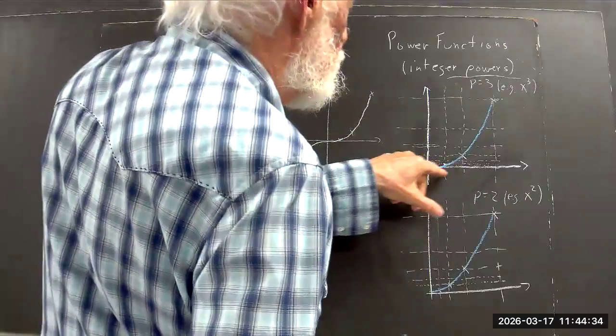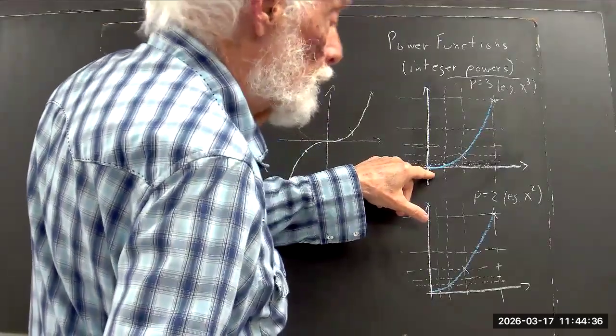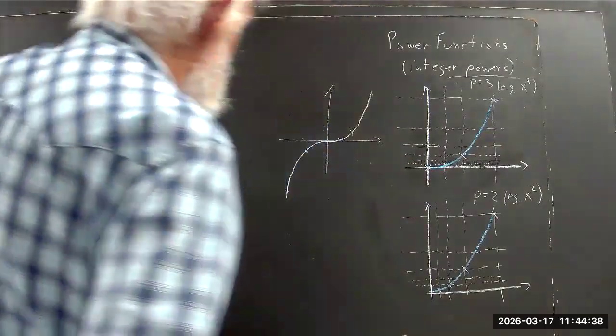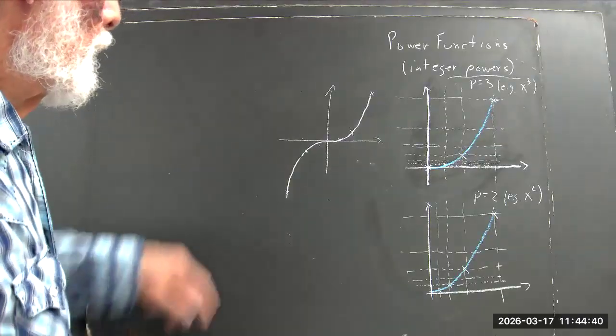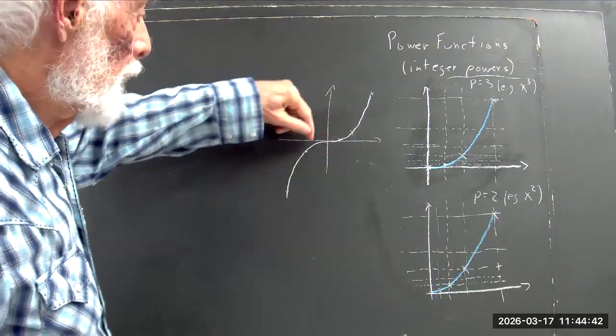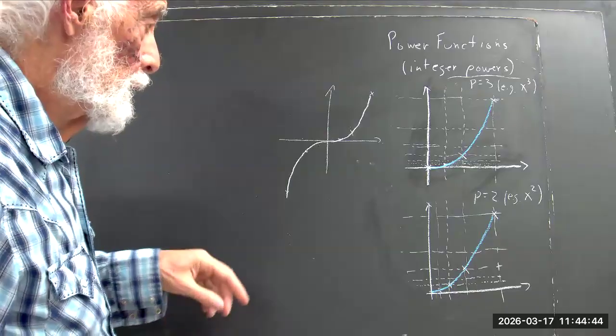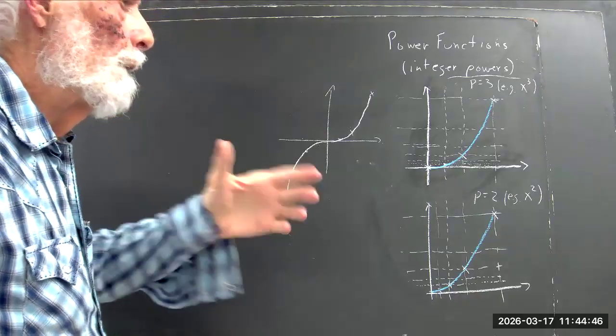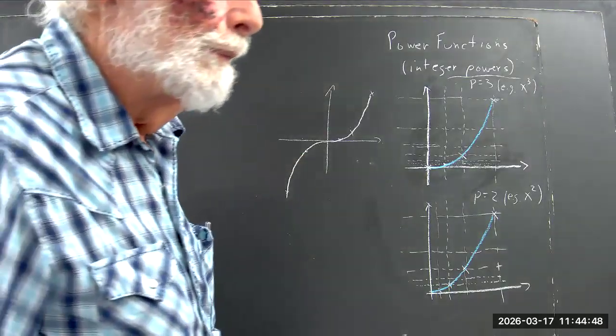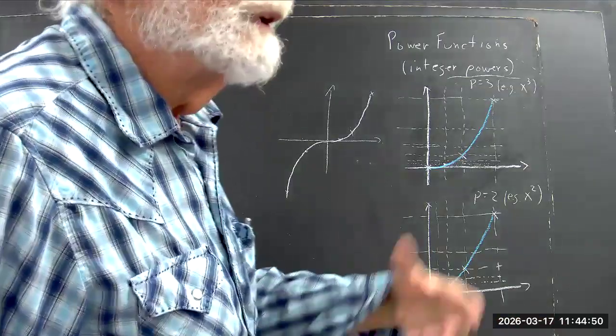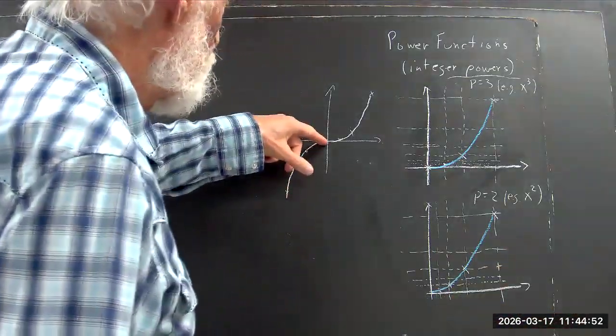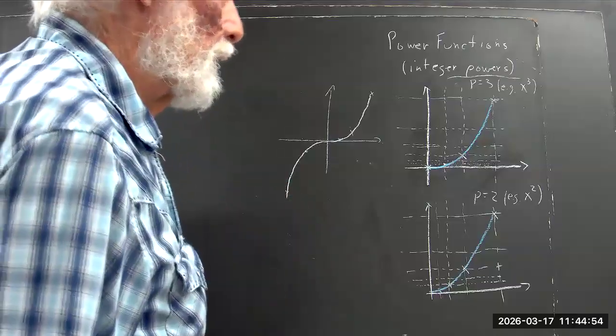We've seen why this function flattens out so much near the origin. So we make sure this one flattens out quite a bit toward the origin. If x is negative, its cube will be negative, which is why the graph goes down on this side.